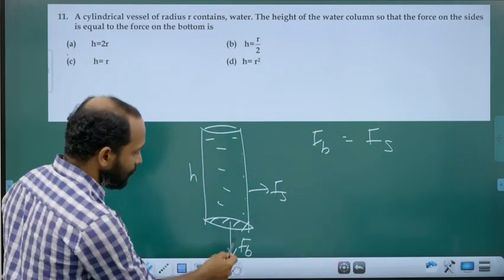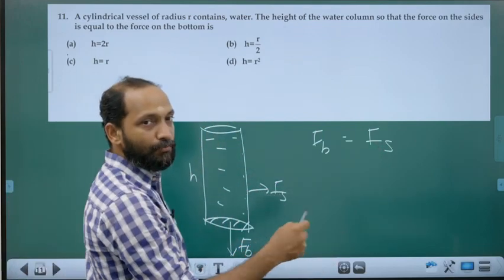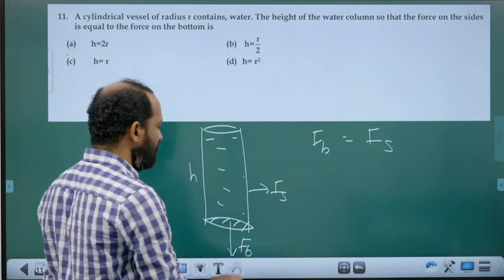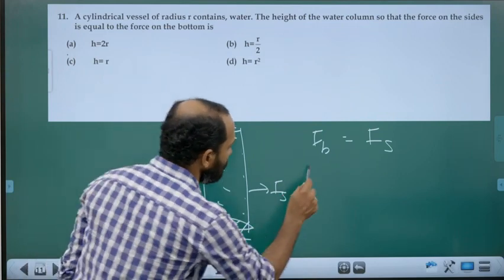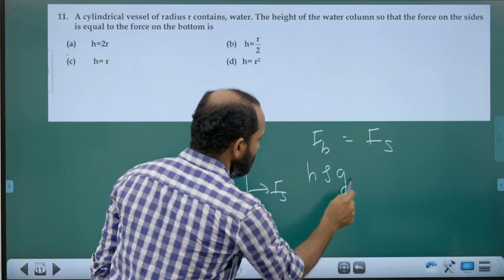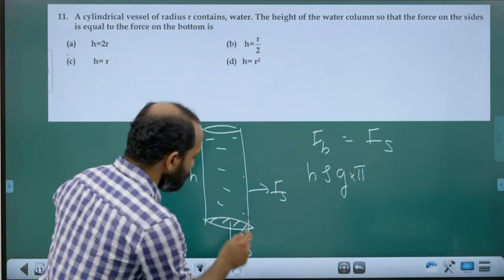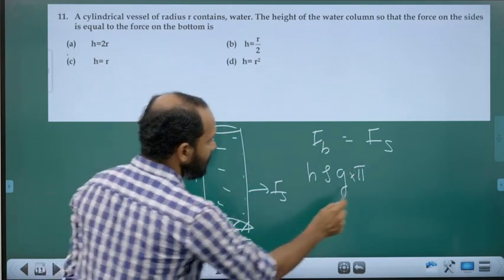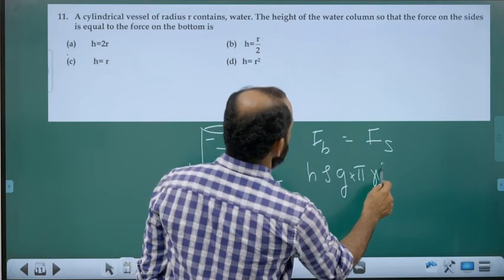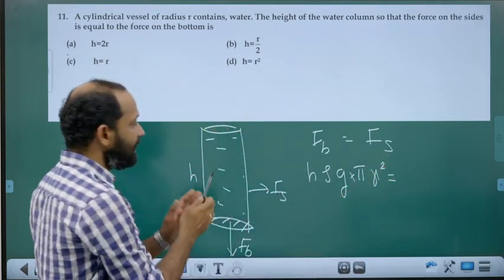What is the force on the bottom? Pressure equals force by area, so force equals pressure multiplied by area. Pressure at the bottom will be H rho G. The area of the base is circular, so pi r square. That is equal to the force on the side.